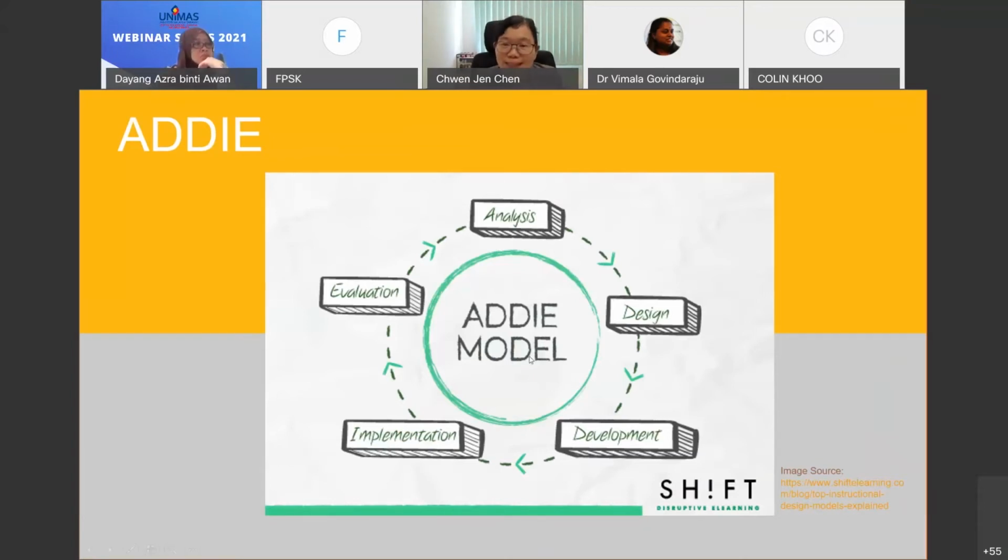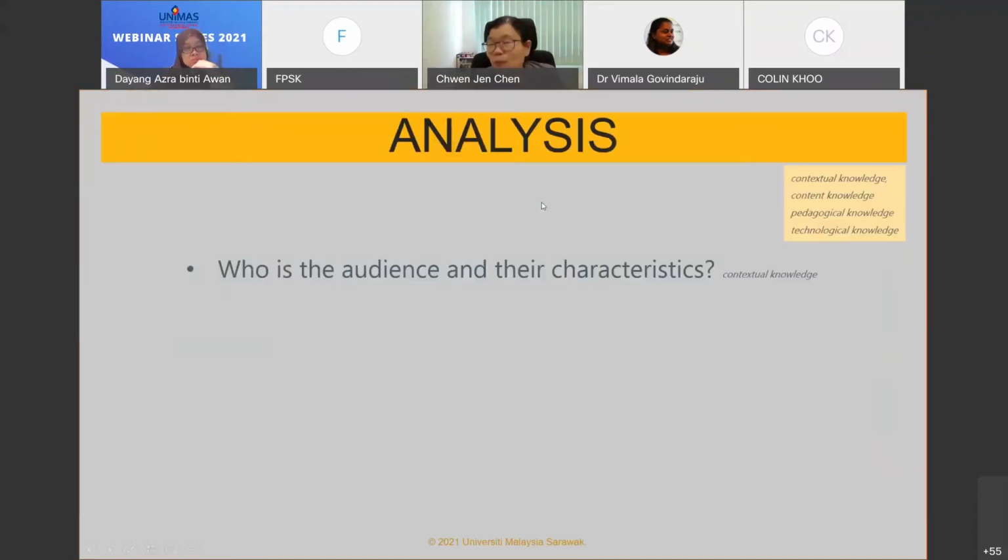Okay, so you can see that the first phase is about the analysis. Of course, the ADDIE model received quite a number of critics. But fine, I'm not going to talk about its limitations, but just to highlight some of the ideas from it. So analysis here, basically it involves contextual knowledge, content knowledge, pedagogical knowledge, and technological knowledge.